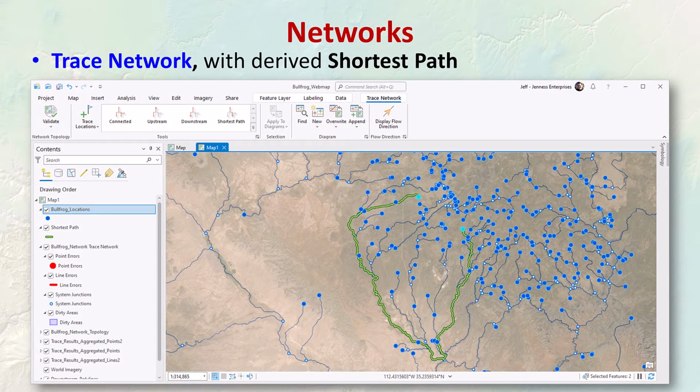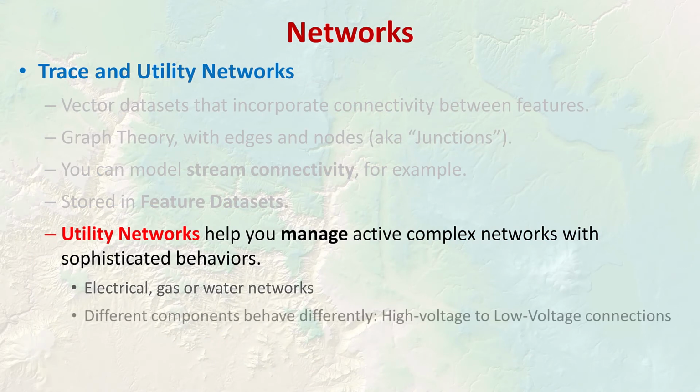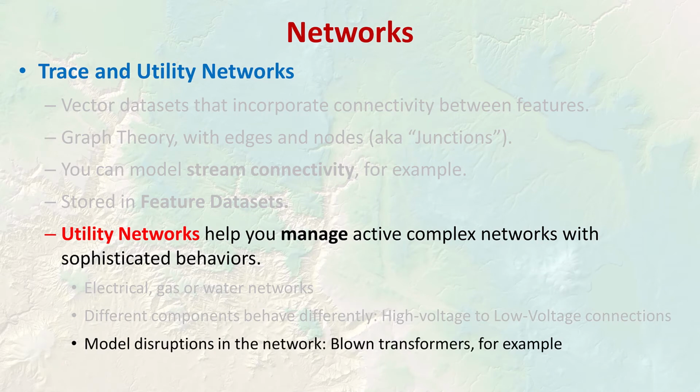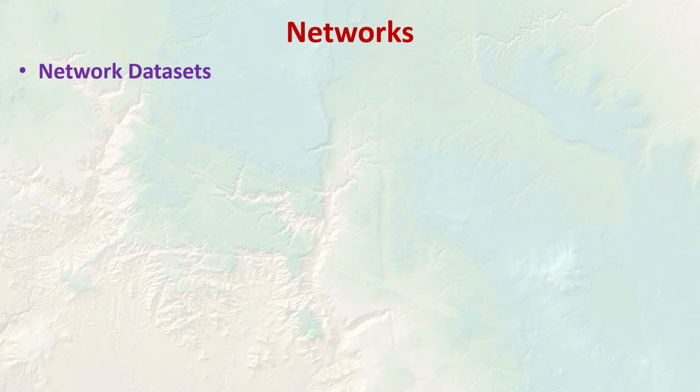in our watershed lab. The other common network, these utility networks, they're more complex, and they help you manage active, complex networks with sophisticated behaviors. They'd be good for modeling an electric grid, for example. They have different components that operate differently. They can be used to model disruptions in the network, like if a power line blows down or if a transformer blows.